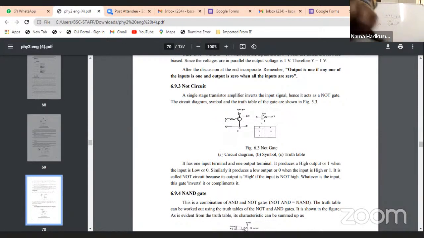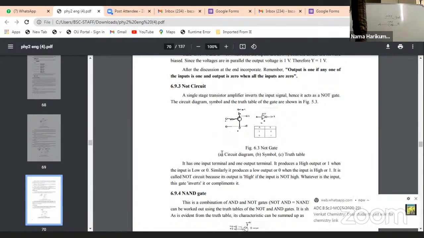The circuit diagram is also displayed on the screen. There is only one input and one output. Then we have to connect 5 volts to the battery. So this is the circuit diagram.